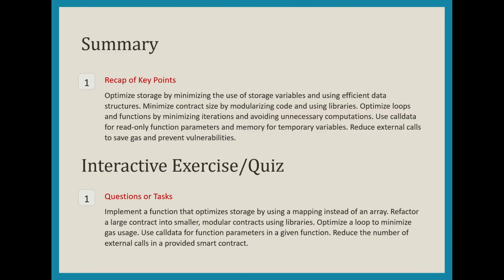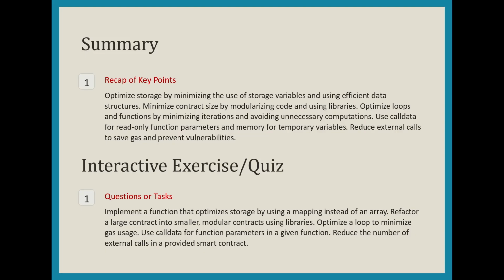So we'll finally summarize everything and recap all key points. We optimize storage by minimizing the use of storage variables and using efficient data structures. Next, we minimize the contract size by modularizing the code and using libraries. After that, we optimize loops and functions by minimizing iterations and avoiding unnecessary computations. Then we use calldata for read-only function parameters and memory for temporary variables. We also try to reduce external calls to save gas and prevent vulnerabilities.